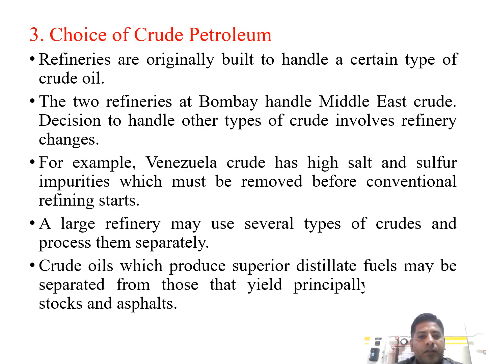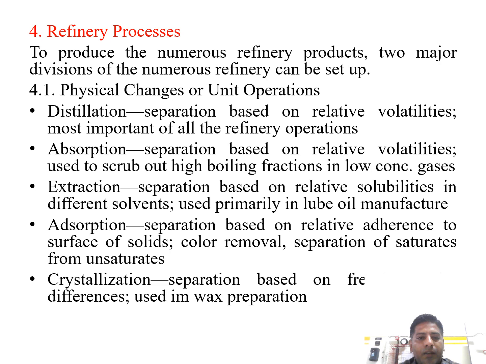Next is the choice of crude petroleum. First, refineries are originally built to handle certain types of crude oils. For example, the two refineries at Bombay handle Middle East crude. The decision to handle other types of crude involves refinery changes. For example, Venezuelan crude has high salt and sulfur impurities to remove before conventional processing, for environmental reasons. A large refinery may handle several types of crudes and process them separately. The crude oils which produce superior distilled fuels may be separate from those yielding principally lube stocks and asphalt. Next, the refinery process.